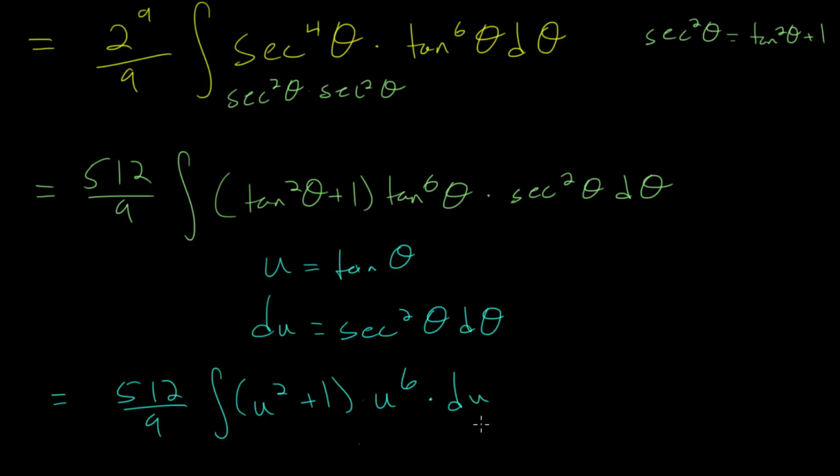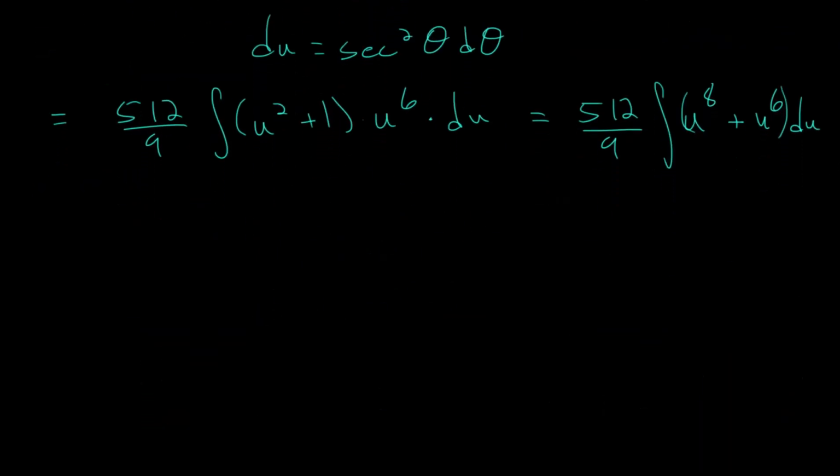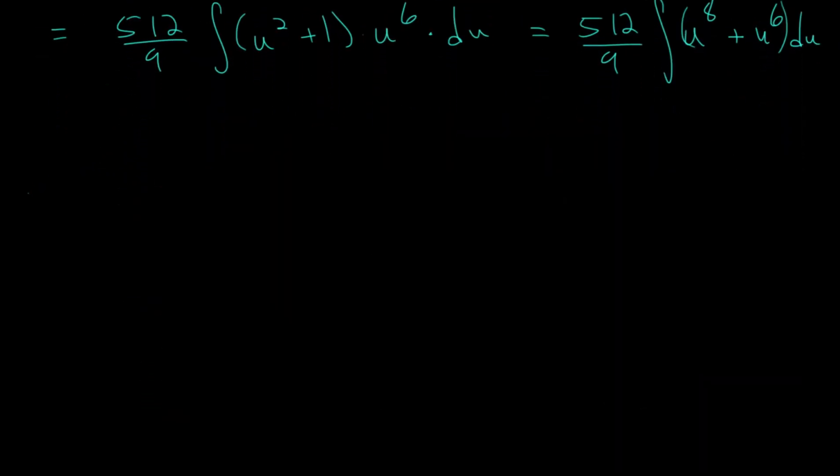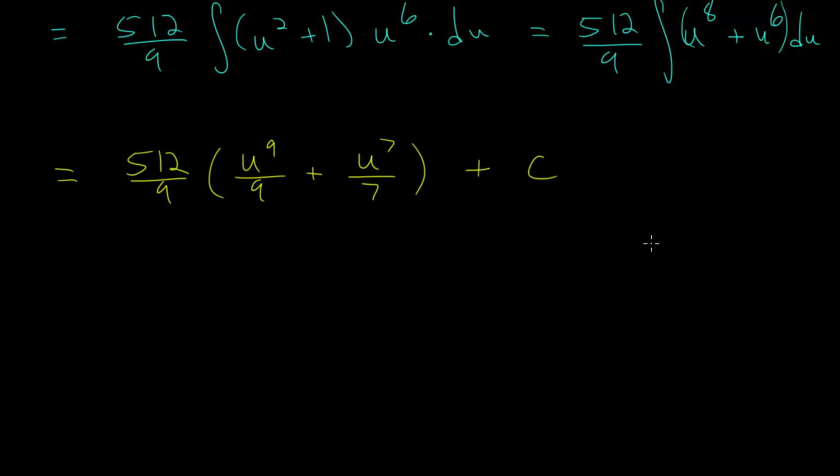And this integral is fairly straightforward. We can just distribute the u to the 6th. We still have that constant on the outside, 512 over 9. But now our integral is u to the 8th plus u to the 6th. And we're integrating with respect to u. So let's keep working down here. And when we actually evaluate this integral, we get 512 over 9 multiplied by u to the 9th over 9. We're using the power rule for antiderivatives, plus u to the 7th over 7, and we do have our constant of integration on the outside.